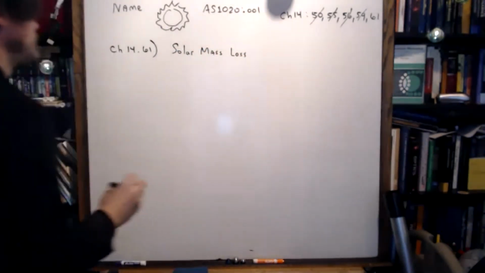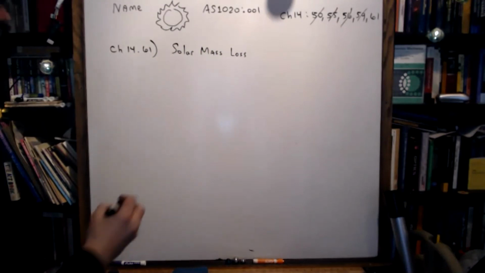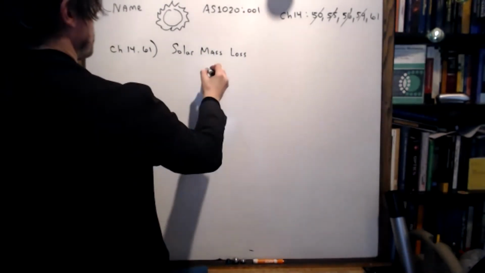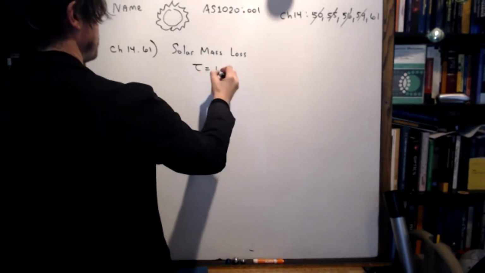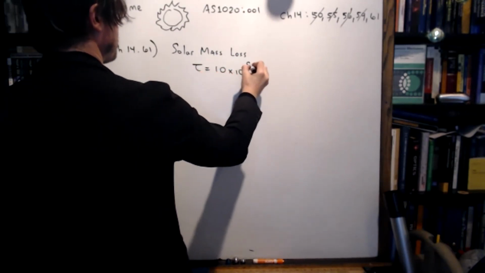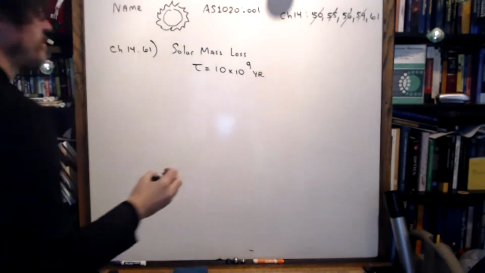Okay, solar mass loss. Estimate how much mass the sun loses through fusion reactions during its 10 billion year life. You can simplify the problem by assuming the sun's energy output remains constant. Compare the amount of mass lost with Earth's mass.